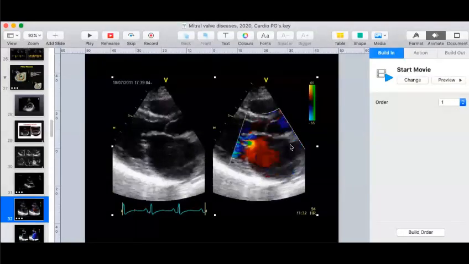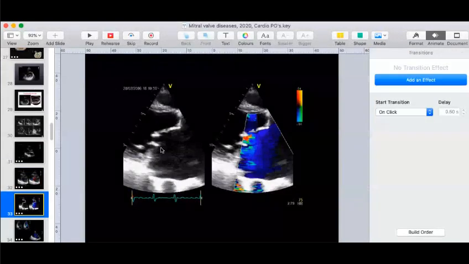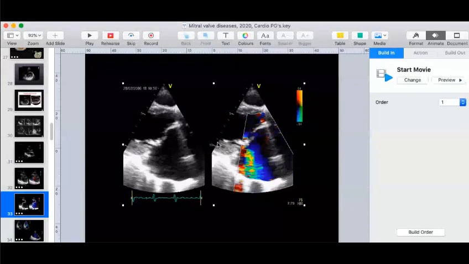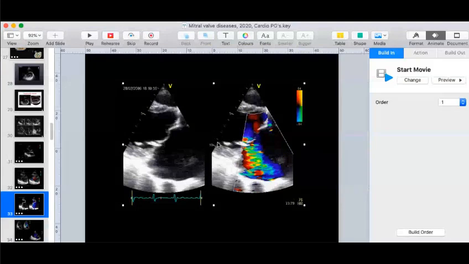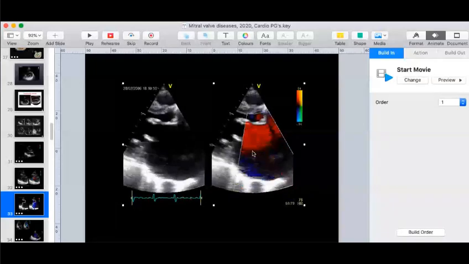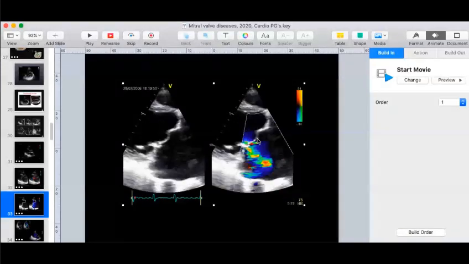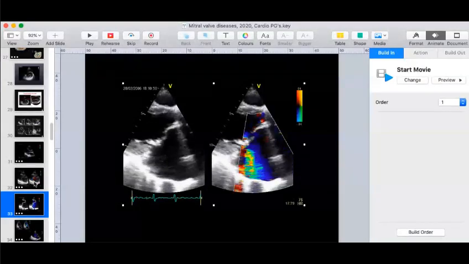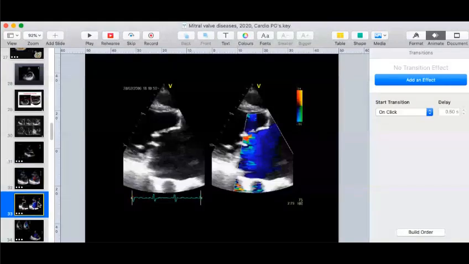Is that okay? Yes, sir. Okay. Now, what is the problem here? Which leaflet is involved? AML. So this is an example of a posteriorly directed jet. If it is going posteriorly, there is a pathology in the anterior mitral leaflet. So it is the contralateral leaflet in direction of the jet. Are you okay? So anterior mitral leaflet, anterior jet, and then this is the posterior jet.